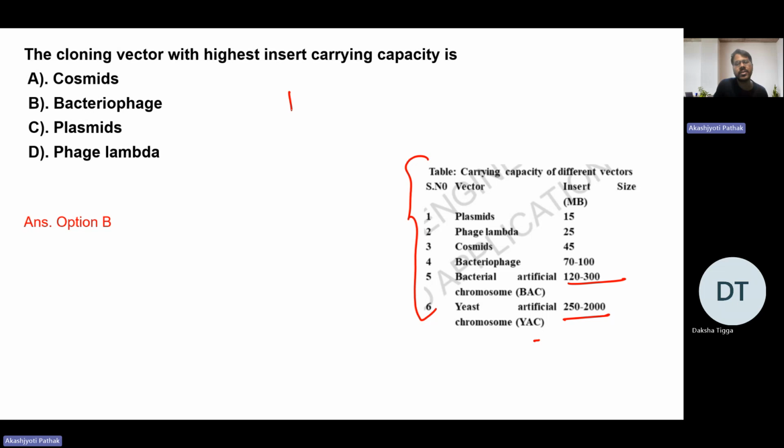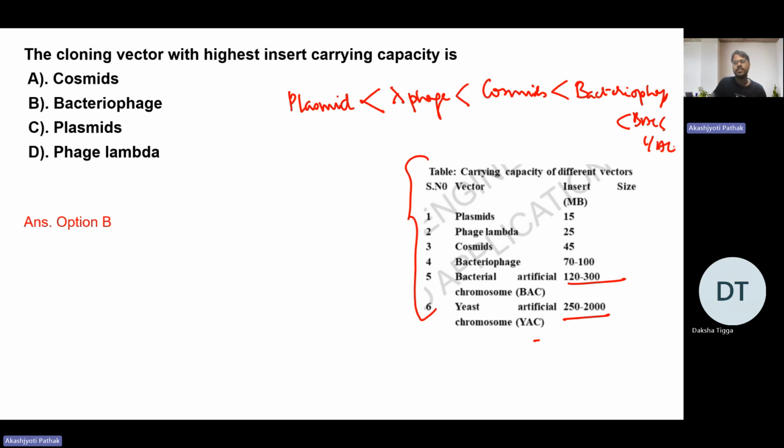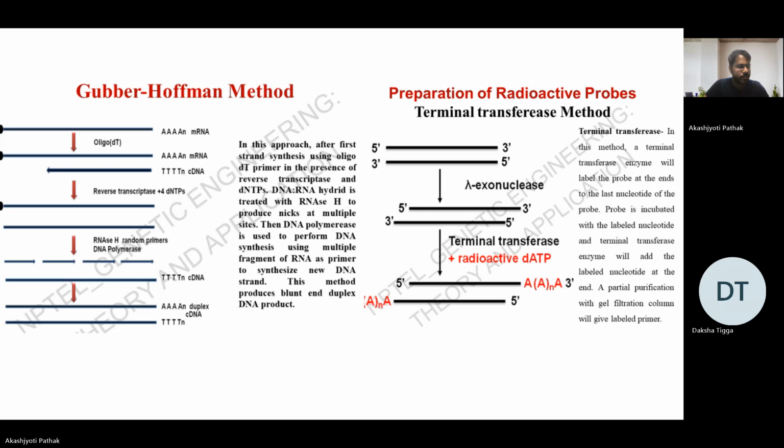So remember this order. First, the plasmid is the least, followed by lambda phage. Then this will be followed by cosmids, then bacteriophage. Then you have your BAC, and then there is the yeast artificial chromosome, which has the capacity to carry the largest DNA fragment. Okay.